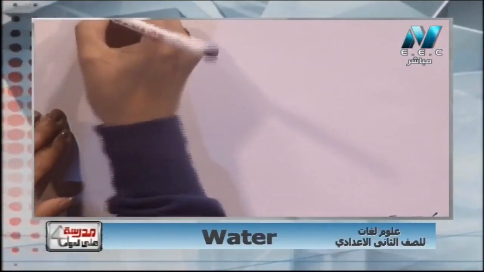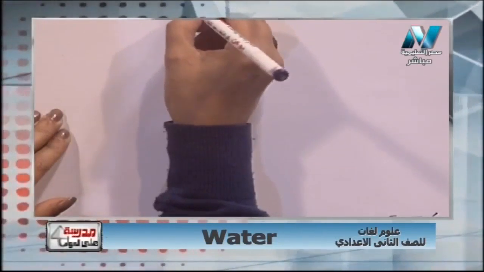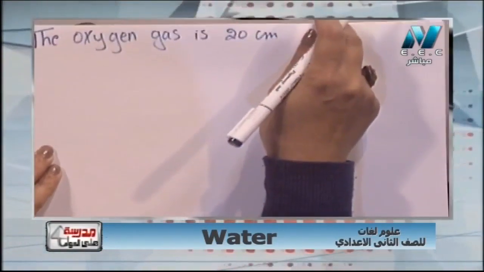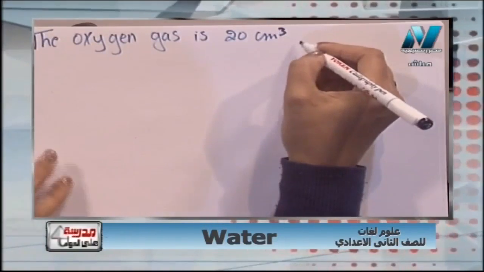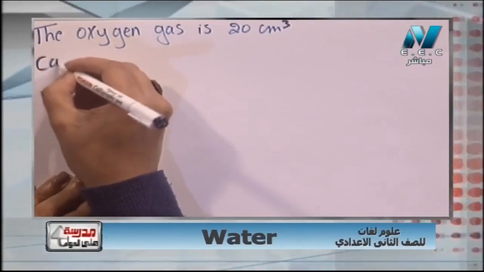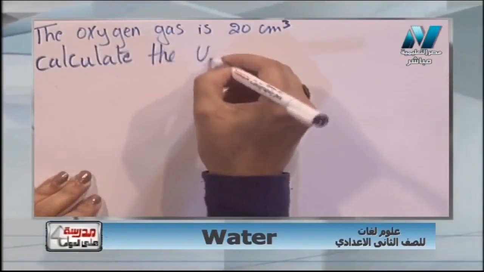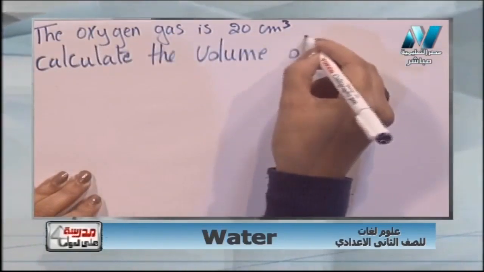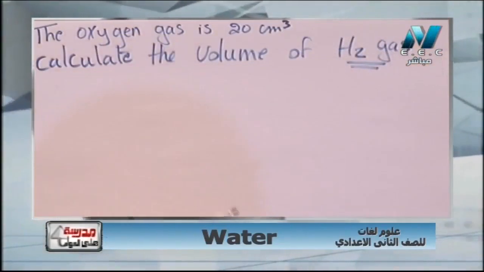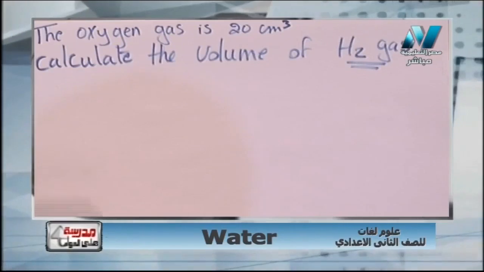The oxygen gas is 20 centimeter cube. Okay? Calculate the volume of hydrogen. If I have oxygen gas 20 centimeter cube, calculate the volume of hydrogen gas.